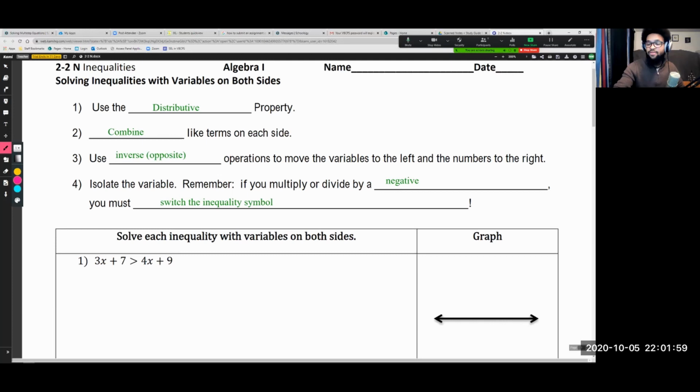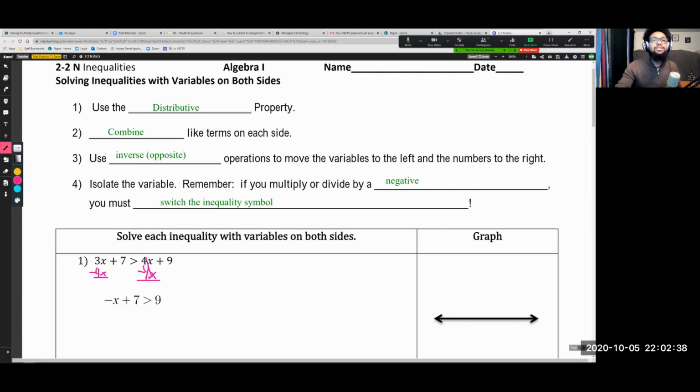So to move this 4x over to my left side, I'm going to subtract 4x. And I promise one day I'll get good with writing with this mouse. Minus 4x on both sides. 4x minus 4x goes to 0. And then what I have is negative x plus 7 is greater than 9. And that first step is very similar to what we did for the last lesson with this stuff.